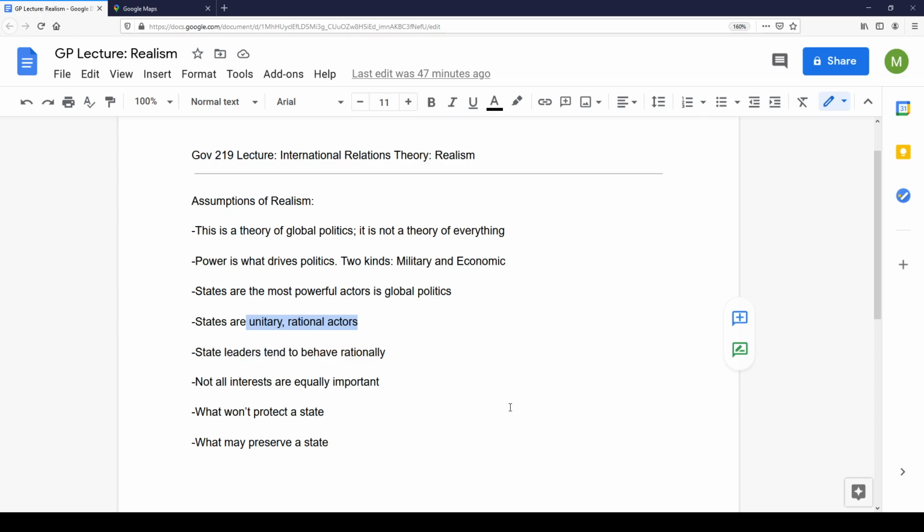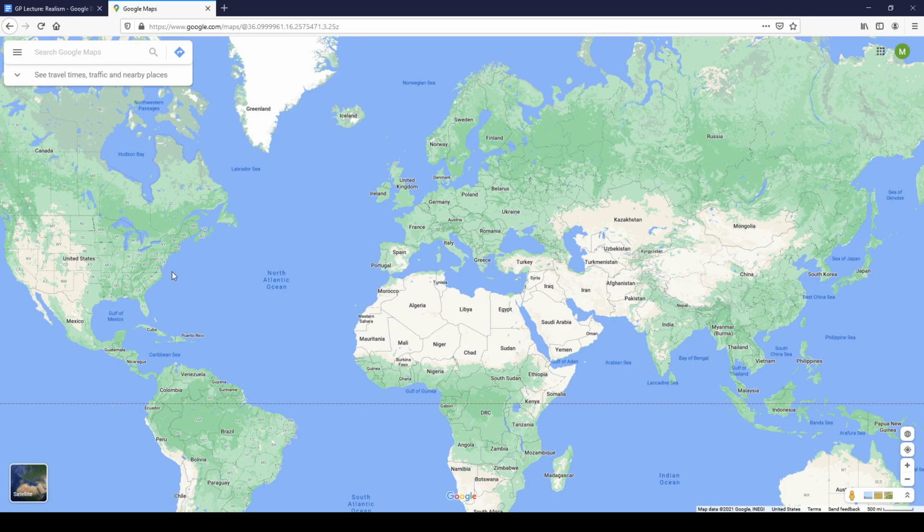And so here on this second point, I'm going to interject something between the margins of states tend to behave rationally and not all interests are equally important. And I'll bring up this point that a lot of analyses of realism begin with, which is that the international system, and we'll go back to our Google map here, our international system is anarchic. And I told you in the previous lecture that this would be coming to you. And here it is, it's arrived.